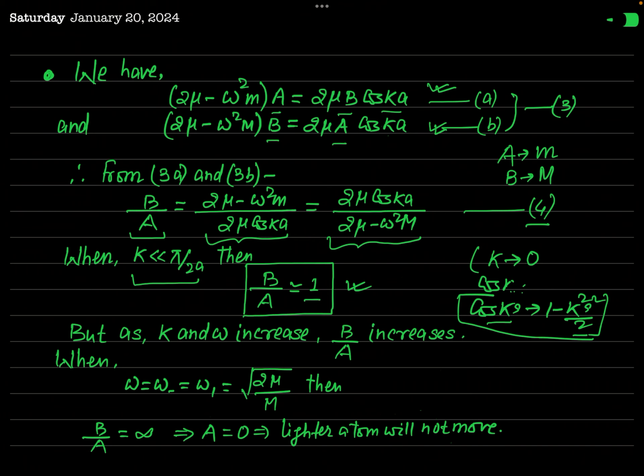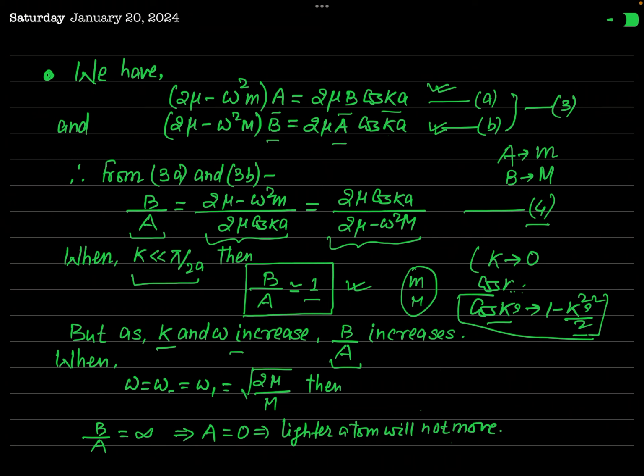It means in this condition, both the even numbered atoms and odd numbered atoms, that is atoms of mass m and atoms of mass capital M, vibrate with almost equal amplitude. But this is not true when k is large. When k and omega increase, b by a also increases. It is not equal to 1.